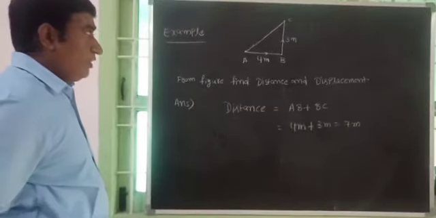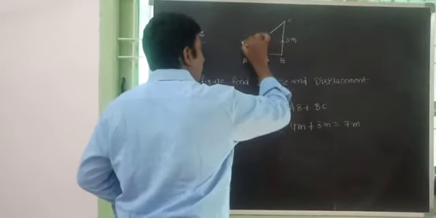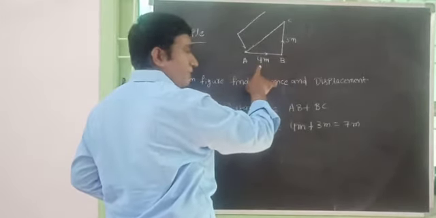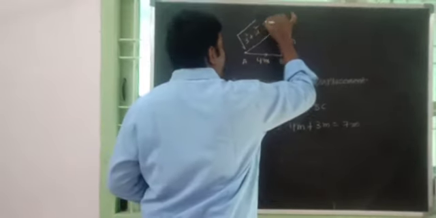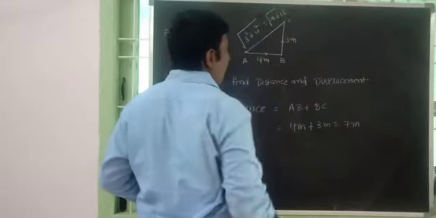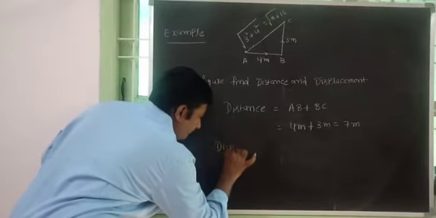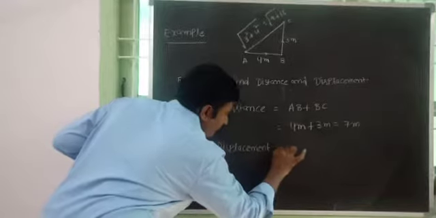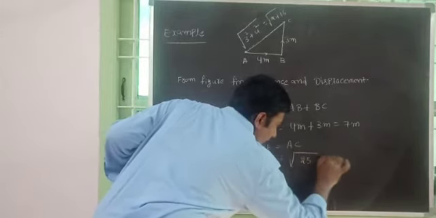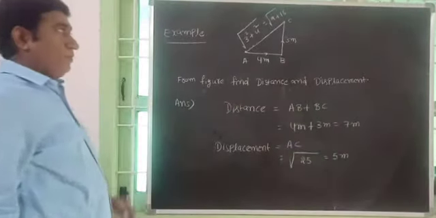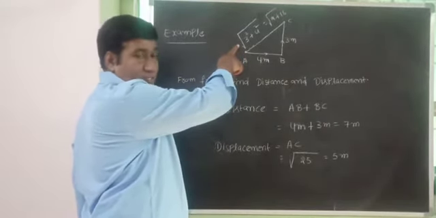In mathematics we have discussed the Pythagoras theorem. With the help of this theorem, this is the opposite side, this is the adjacent side, and this is the hypotenuse. This hypotenuse is equal to the root of opposite square plus adjacent square. So I write here 3 square plus 4 square. 3 square is nothing but 9, root of 9 plus 16, so the x value is root 25, and root 25 is nothing but 5. So displacement is nothing but A to C, root of 9 plus 16, which is 25, which is equal to 5 meters. In this case, we have also taken distance is greater than displacement.